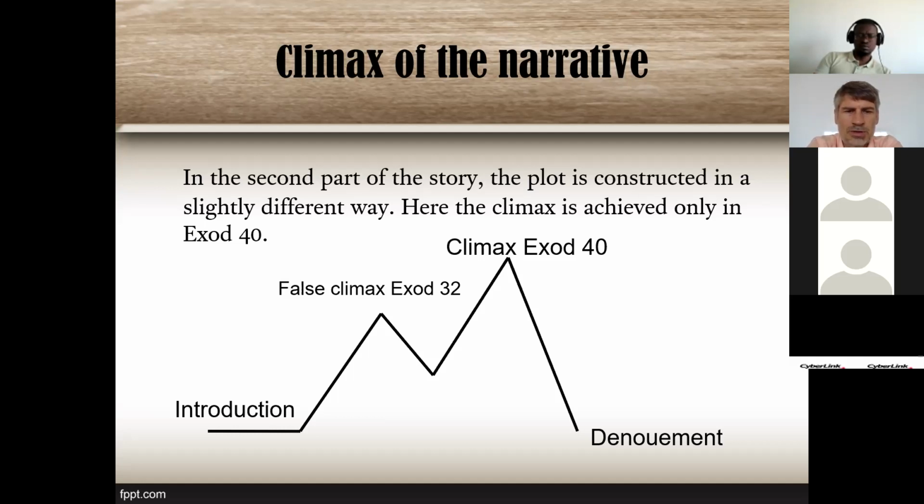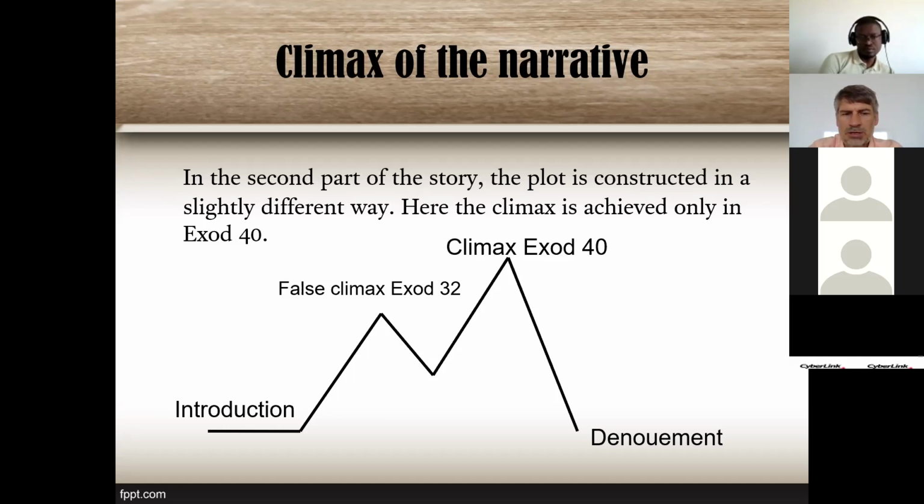Now we go to the second part of the story, and this second part of the story is about how people came out of Egypt, and they are now at Mount Sinai. So what happened at Mount Sinai? Before we go to the details of the story, we need to discuss this structure. If we apply this Freytag pyramid to the structure, we can see that it is not as simple as it was in the first part of the book.